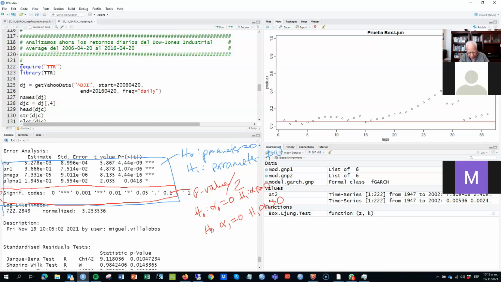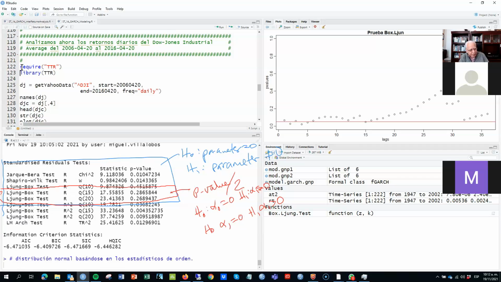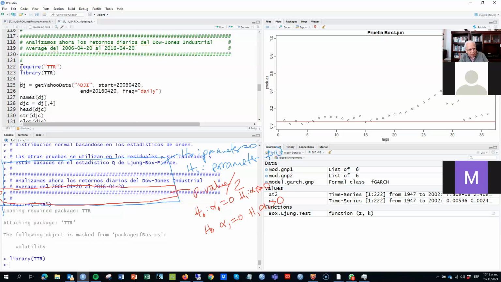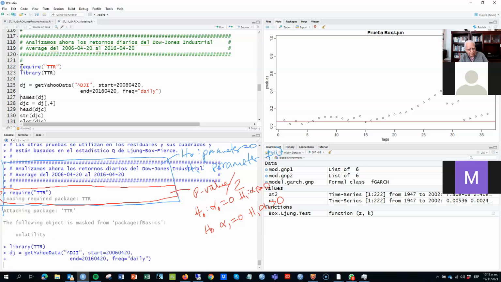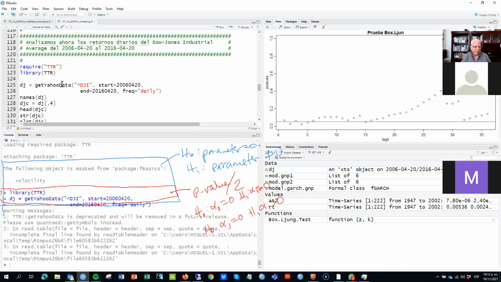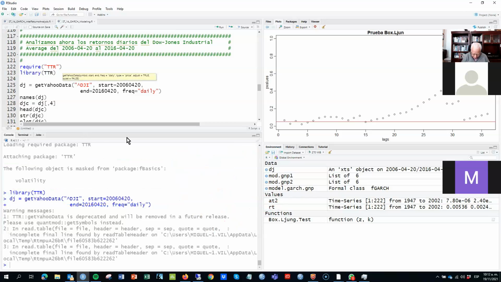This package, which is the TTR package, is going to disappear sometime. So that's what you're going to get when you use it. You're going to get a message that this getYahooData is going to disappear. There are other alternatives, and it gives you here what the alternatives are to get stock data information, to get it directly into R. Okay, so you have to use a different package.